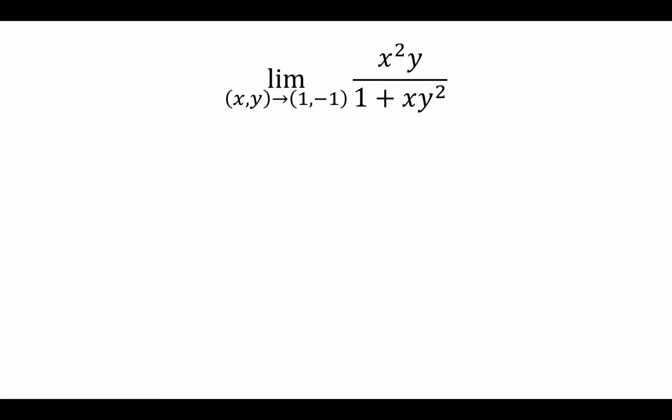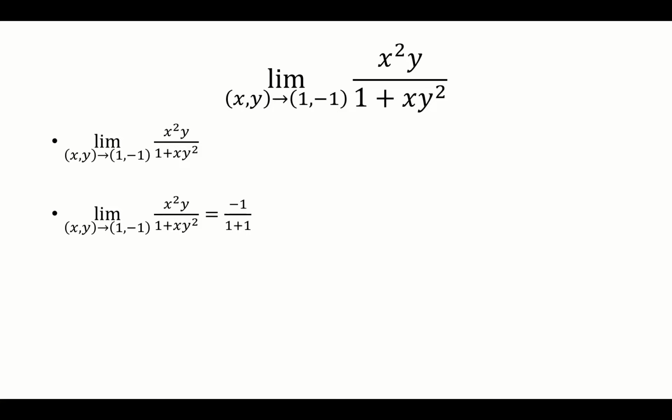Next limit, we have x and y approaching 1 and negative 1 of x squared y over 1 plus xy squared. Plugging in x equals 1 and y equals negative 1, we have negative 1 over 1 plus 1, which is just negative 1/2.